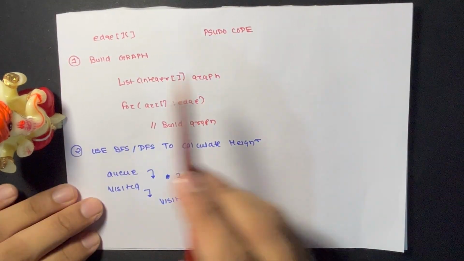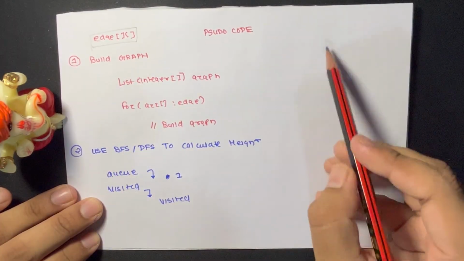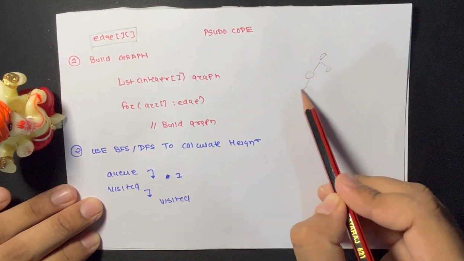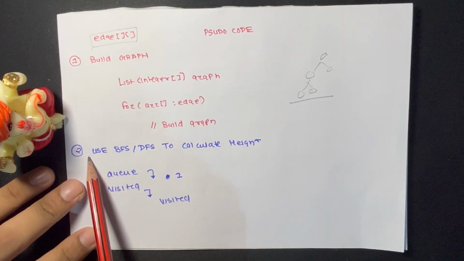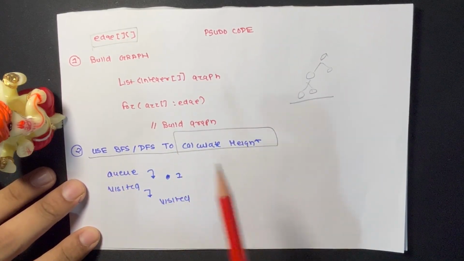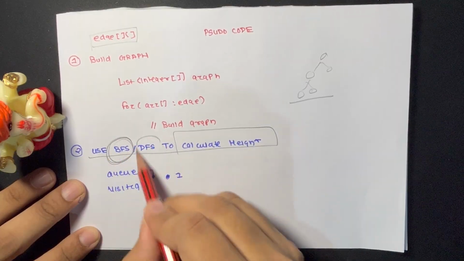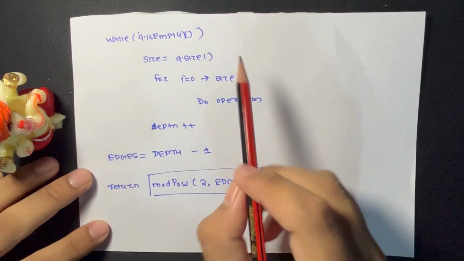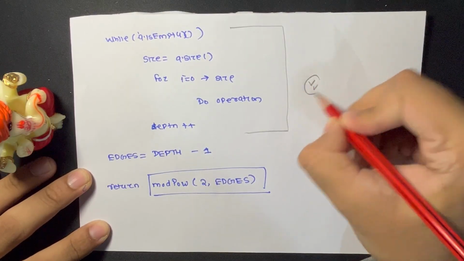Okay, so here is the pseudocode. We have been given an edges array, so from this edge array we can build the graph. This is very simple, you can go through the code in the comment section. Then after that you can use BFS or DFS to calculate the height of the graph. In the code I have used BFS, but you can calculate using DFS also. The next step is to calculate the total depth. You can check this in the code in the comment section.